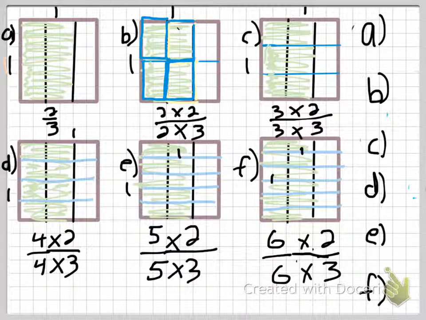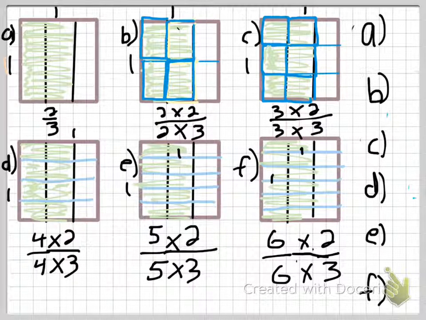Now over here, again, each third has been divided into 3 regions. Therefore, we can multiply both the numerator and the denominator by 3. Each third is 3, so this is 2 times 3. And for the whole, we must multiply 3 by 3. And the same argument gets carried out throughout, as you can see.